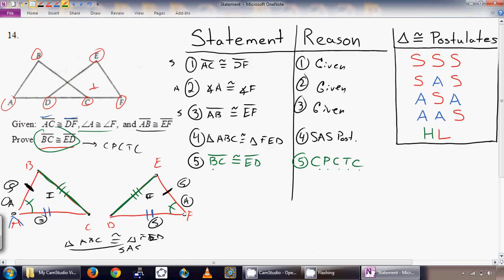And I can just check to make sure that I wrote this congruence correctly, that this side BC, the last two letters, correspond to the last two letters of my congruent triangle. If these triangles are congruent, then these corresponding parts must be congruent.